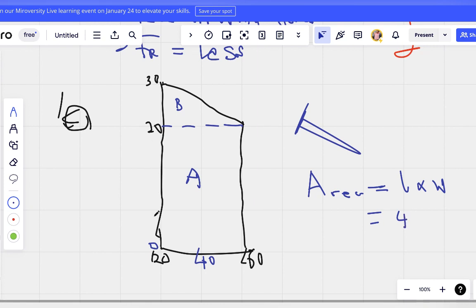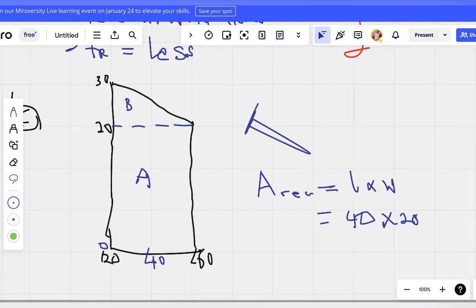Because the distance from the bottom here to here is 20, we say 40 multiplied by 20, which gives us 800. 2 times 4 is 8, and then you put the two 0s. 800 meters. Let's put the units of distance straight away. Now we do the second one, the B.